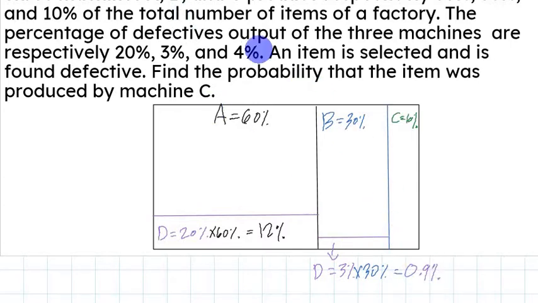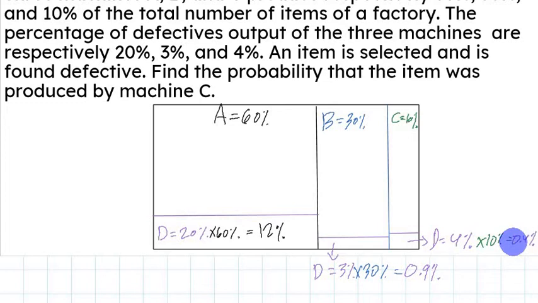Here it's 4%. And our defective in machine C would be 4% multiplied by 10%, and that would be equal to 0.4%. So this is what we need.